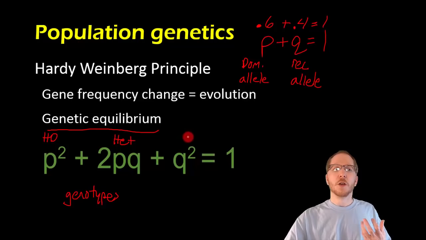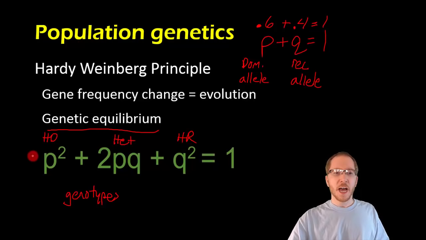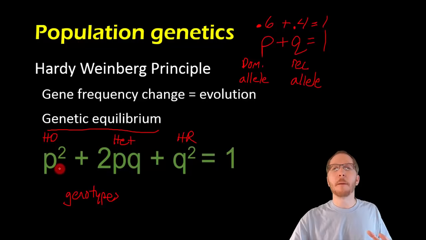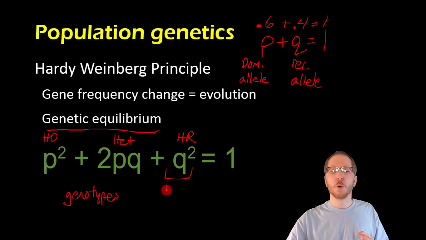recessive. So phenotypically, all the guys over on the left-hand side, the P squareds and the 2PQs, these guys will be dominant phenotypically. They'll look dominant. Whereas these homozygous recessives will be the only ones that actually look recessive phenotypically. So we can then do calculations.